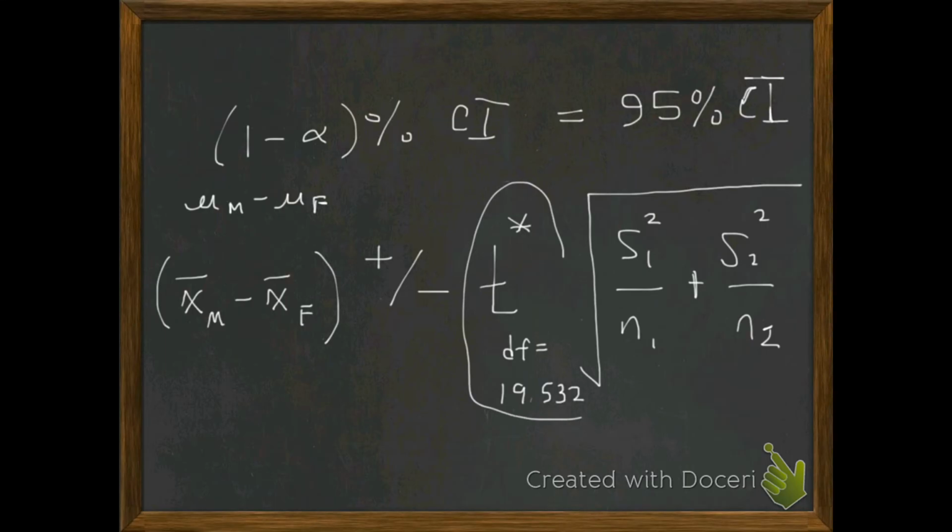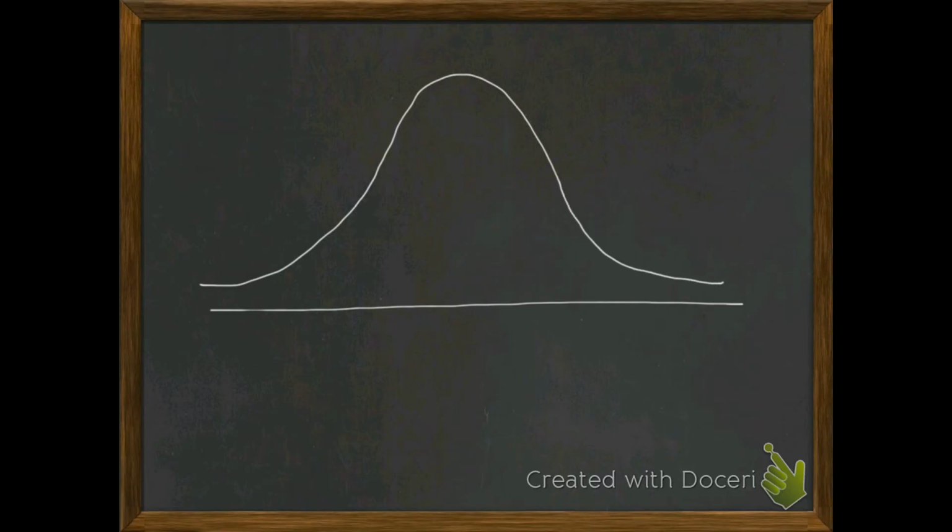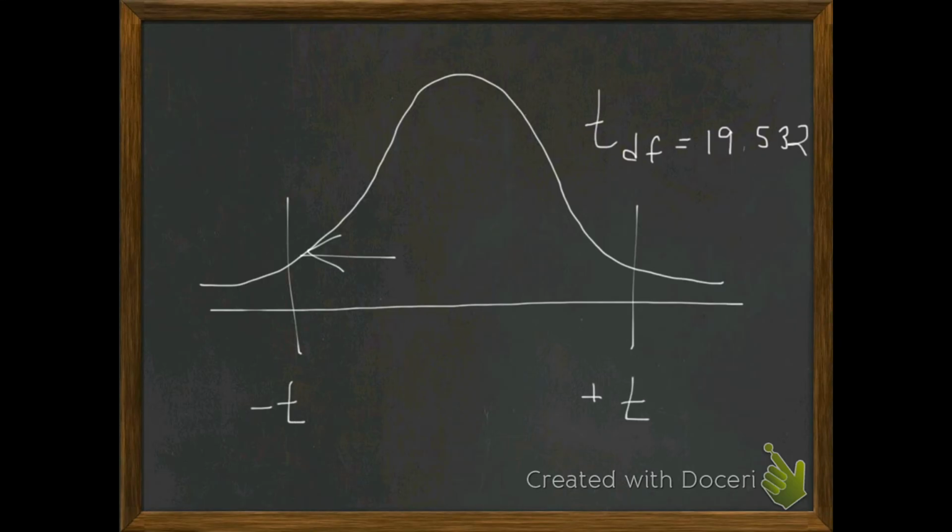Now, to find this part right here, what we're ultimately doing is this. We are essentially saying in the t distribution with degrees of freedom 19.532, between what 2 values does the middle 95% of our distribution fall? Well, gang, that's going to be really easy to do too, because all we have to do is go to R and use the QT function.